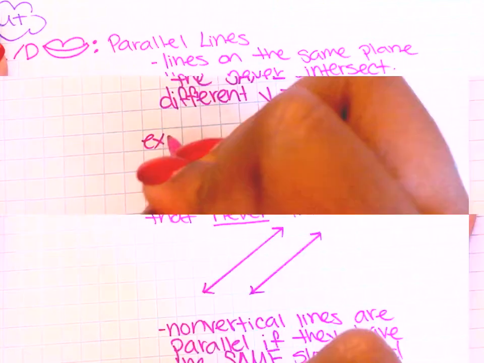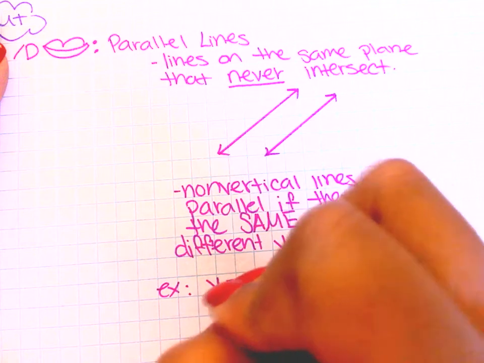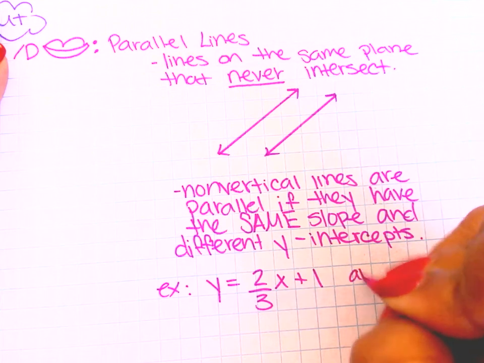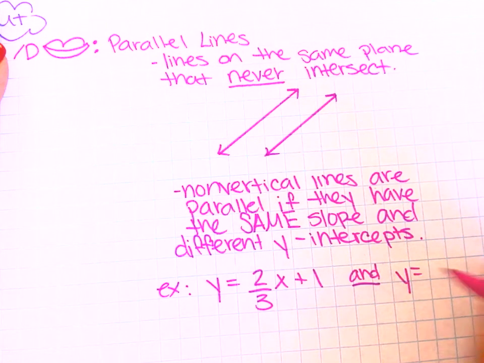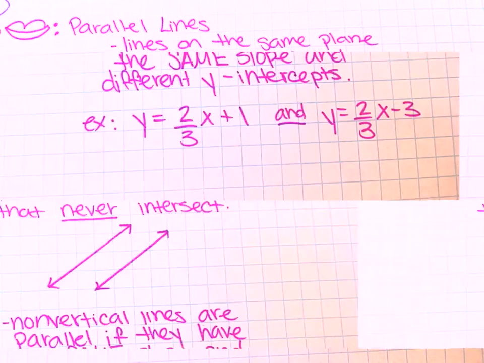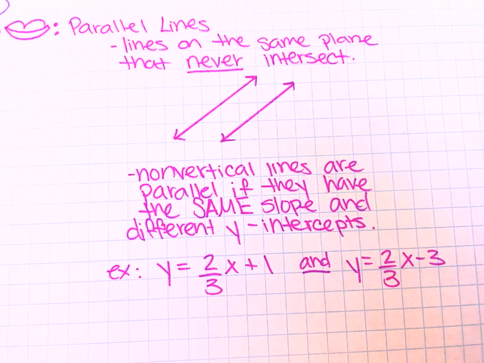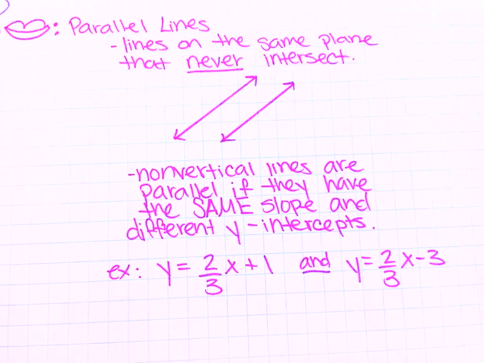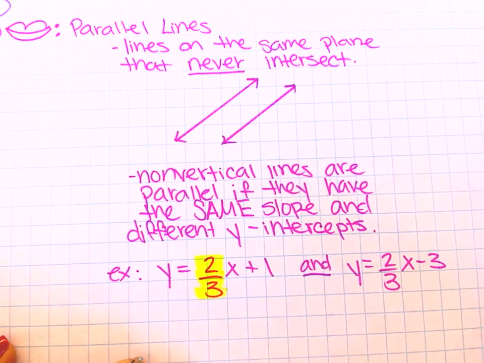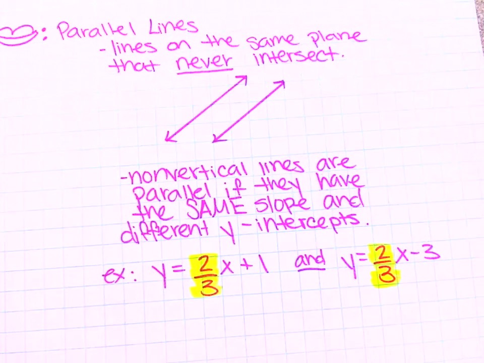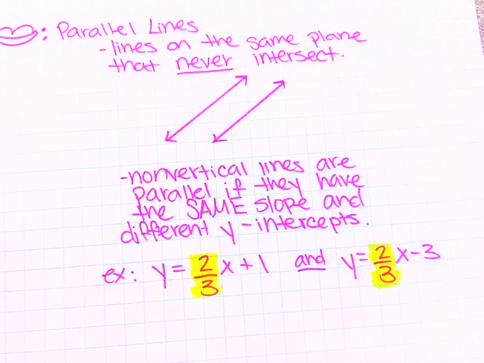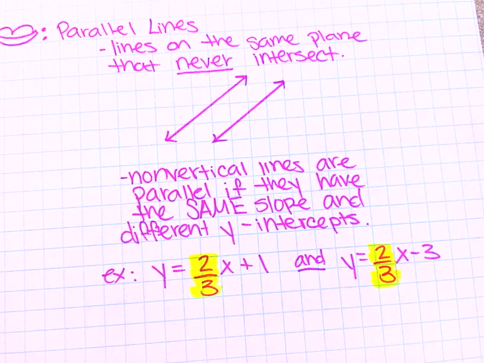So let me give you an example of that. I might have y equals 2/3 x plus 1. And I might also have y equals 2/3 x minus 3. So with my highlighter, I'm going to show you that the slope of this line is 2 over 3. The slope of this line is 2 over 3. Since the slopes are the same, they have different y-intercepts. Since the slopes are the same, the lines are parallel. Simple as that.